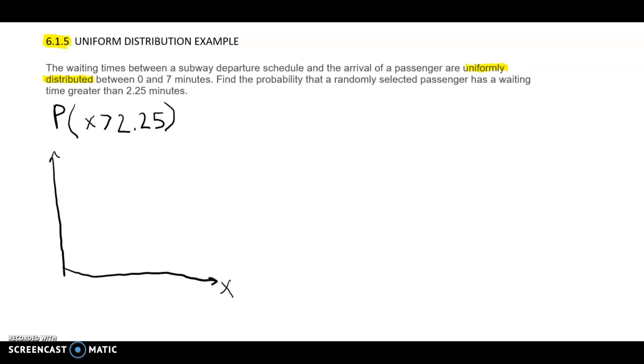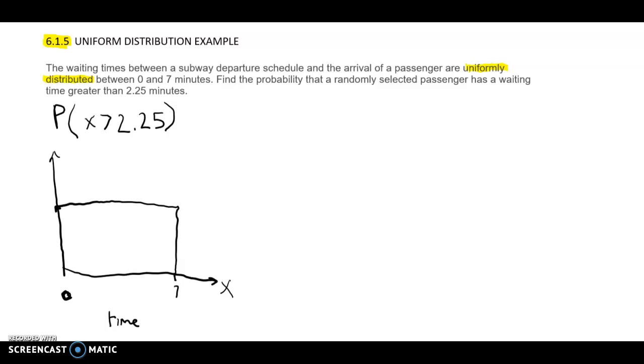Our x-axis has all of our wait times in minutes, and our minutes go from 0 to 7. And we already know that the shape is going to be rectangular. Why? Because the wait time is the same all the way, or the probability of each wait time is the same all the way across.